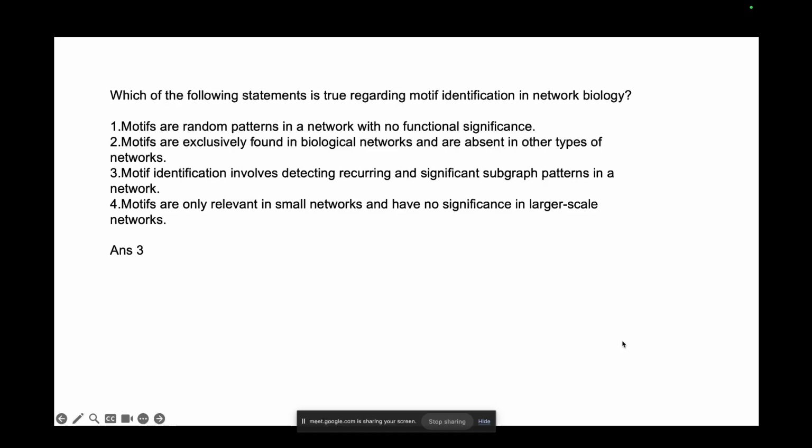Yeah, the other three are weirdly false. So yeah, it has a functional significance. Motifs will have some sort of functional significance depending on the network you're looking at. And it can be found in all kinds of networks, not limited to biological networks, smaller, bigger, doesn't matter.